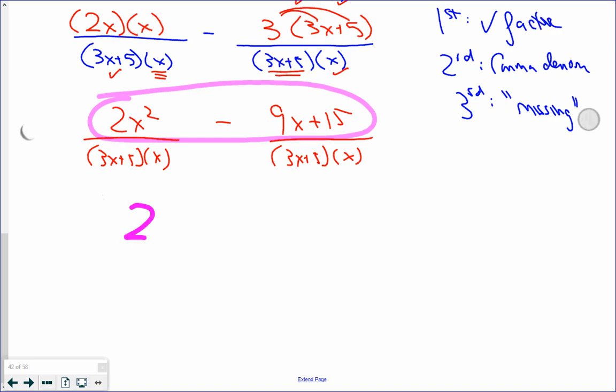So all I'm going to do, whoops, is just write it as a single fraction. Now, notice the plus has to change to a minus because you're subtracting the whole thing. So you're subtracting 9x and you're subtracting the 15. So that plus sign has to change to a minus sign. You're subtracting everything.